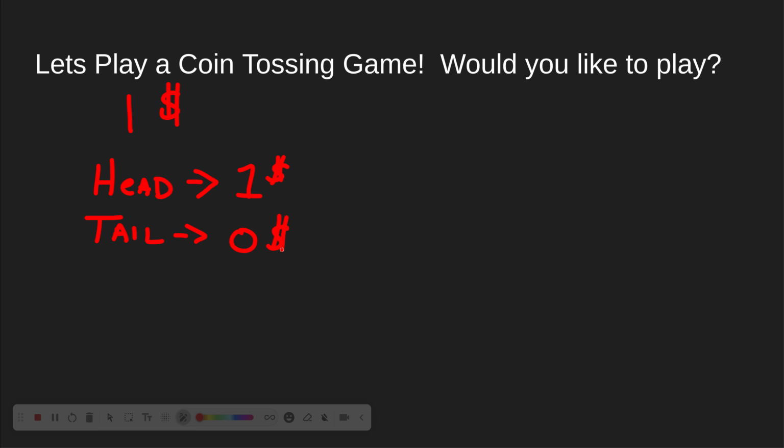Right? If you pay $1 to start the game, if you get a tail, you lose $1 because you spent $1 to play. That means if you flip heads, you're winning something. All right, well, let's do the math. Let's do the math.